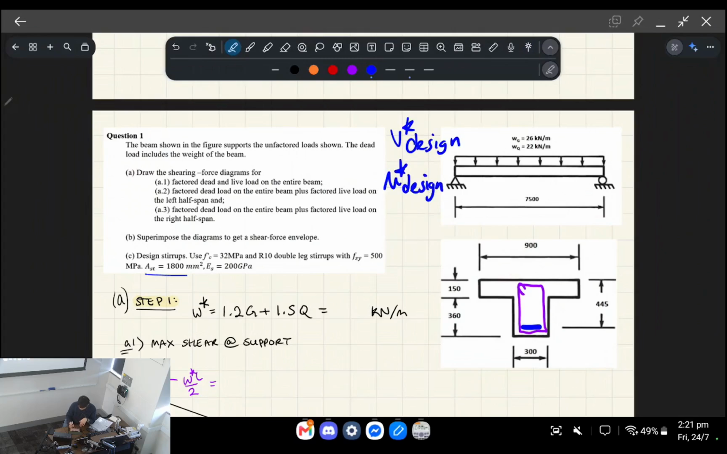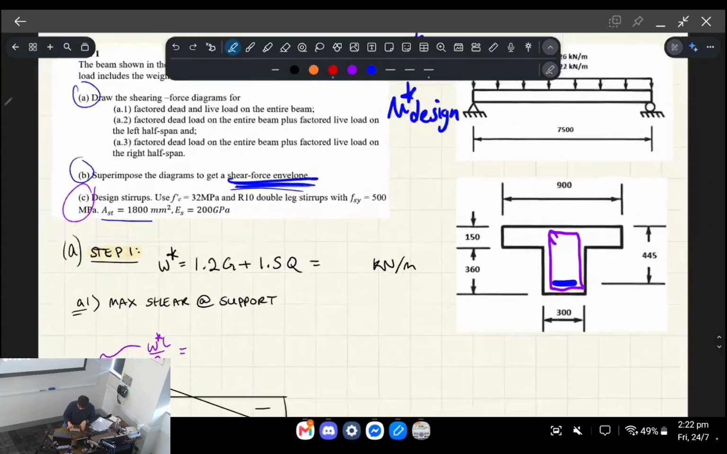And in order to do that, we need to first get a shear force envelope. Okay, so part A and B are just instructions on how to get a shear force envelope. And then part C is about designing the shear reinforcement. Okay, so that's the question that we're presented with. You can see we're given the length of the beam and the loading on the beam.